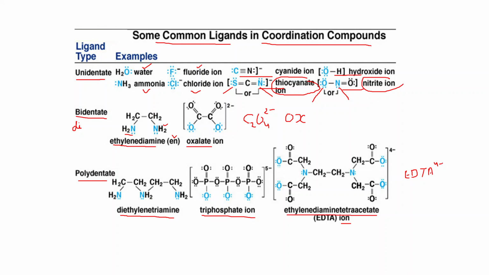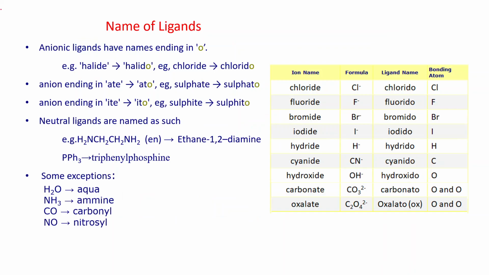But when these neutral species or anions are used as ligands, they are named in some different way. That's why we will discuss the names of ligands. Anionic ligands have names ending in O. For example, halide is written as halido. For example, chloride is written as chlorido. Anion ending in ATE will be written as ATO.